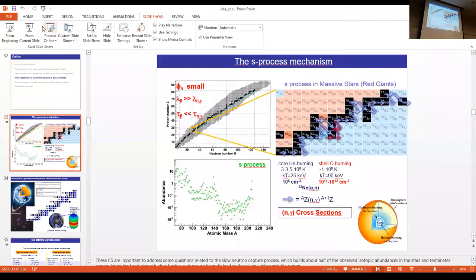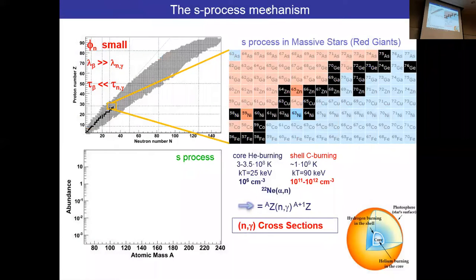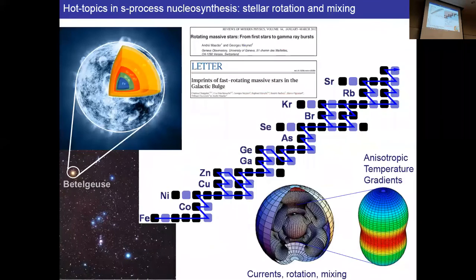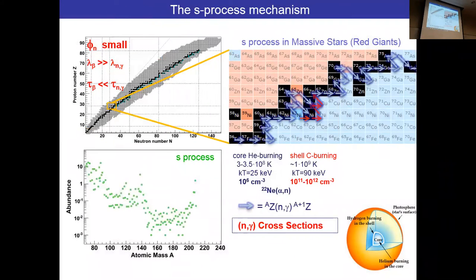To show you how this works, I have this animation here, which shows a zoom of the nuclear chart. If we start from some seed nuclei of iron and irradiate them with these neutrons, which are produced inside this kind of stars, then you start to capture neutrons until you get to an unstable nucleus. The point here is that the neutron flux is so low that it will beta decay before it captures another neutron. So it is the opposite to the r process.